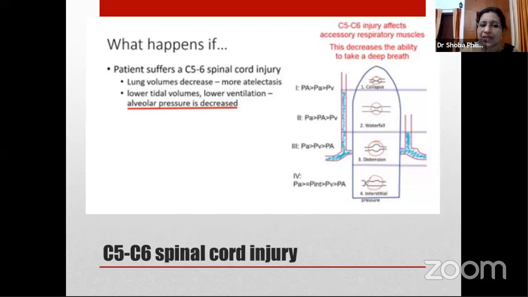What happens if the same patient suffers a C5, C6 spinal cord injury? Here, the patient is not able to take breath properly. The lung volumes decrease. There is more atelectasis. There is lower tidal volume and lower ventilation. And so overall, the alveolar pressure is reduced. C5, C6 injury also affects the accessory respiratory muscles, and this decreases the ability to take a deep breath. So overall, the alveolar pressure will be reduced when the patient has a C5, C6 spinal cord injury.